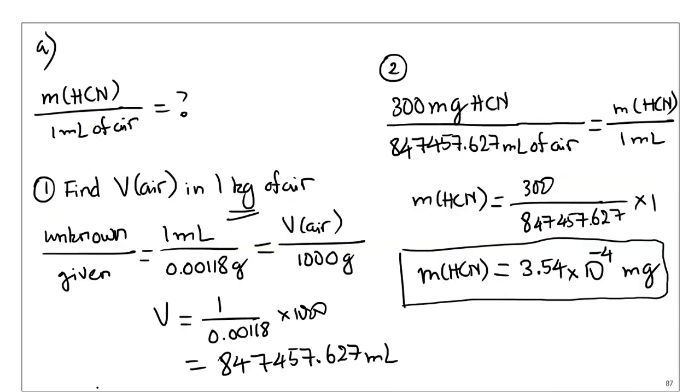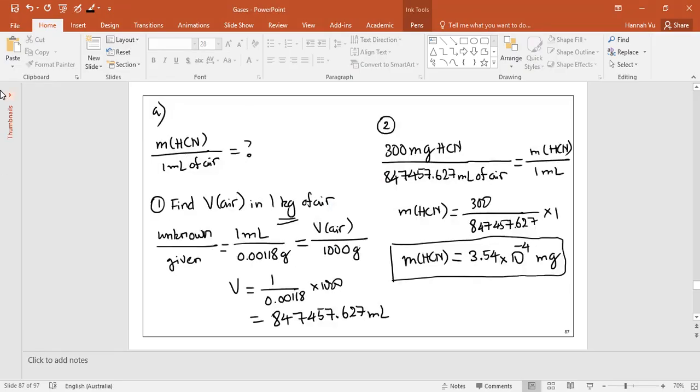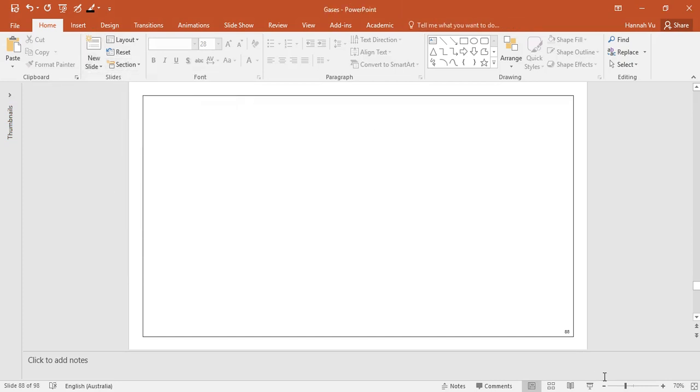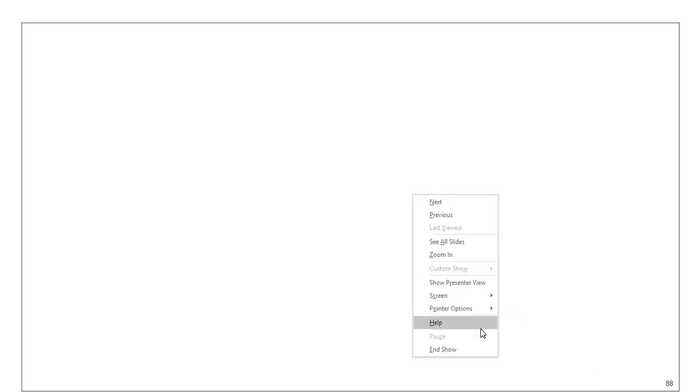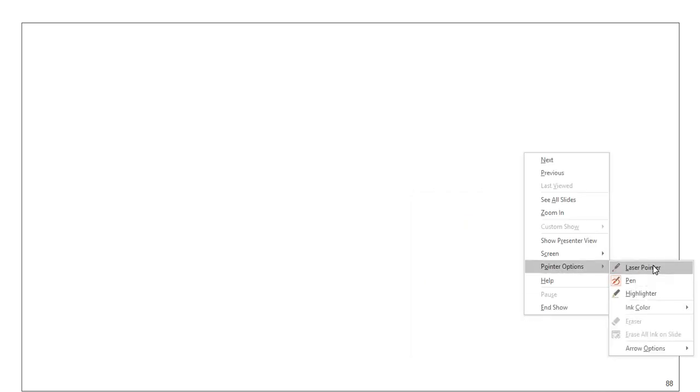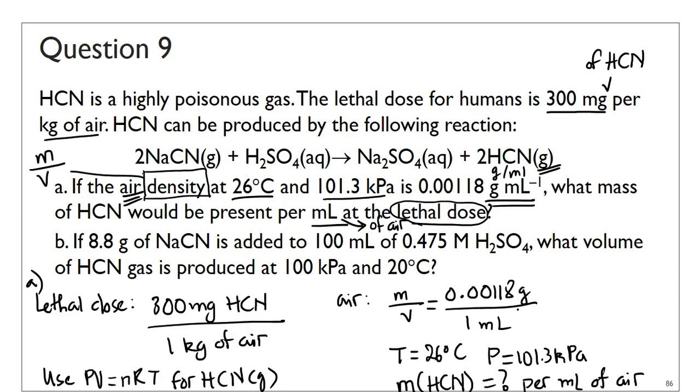Anyhow, let's see. Oh yeah, there's no way I can fit this in, so I'm just going to get another slide before I continue. Okay, and obviously I have to get the pointer again. So we're going to read part B, and hopefully we get to use the equation at this point. Otherwise, I would be a little bit concerned because why would you give the equation? Okay, if 8.8 grams, yeah, very good. So you have sodium cyanide is added to 100 ml of 0.475 mole per liter of sulfuric acid, what volume of hydrogen cyanide gas is produced at 100 kilopascal and 20 degrees Celsius?